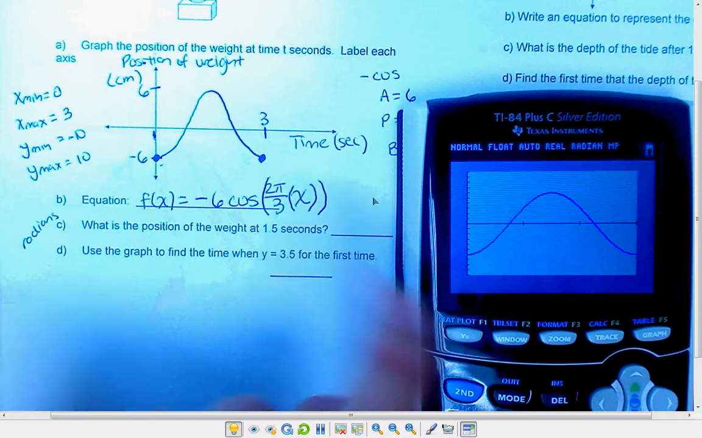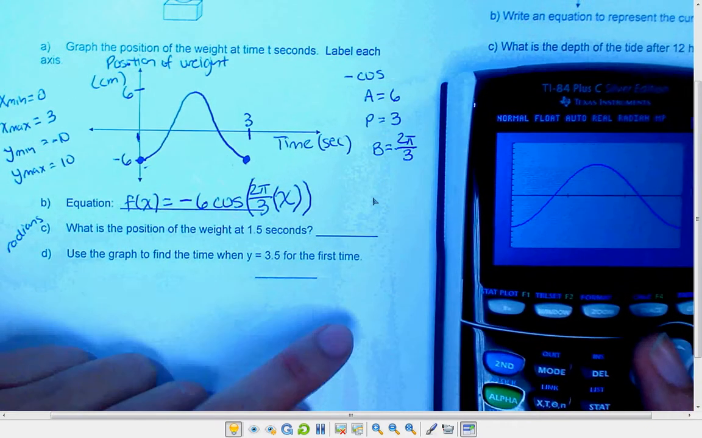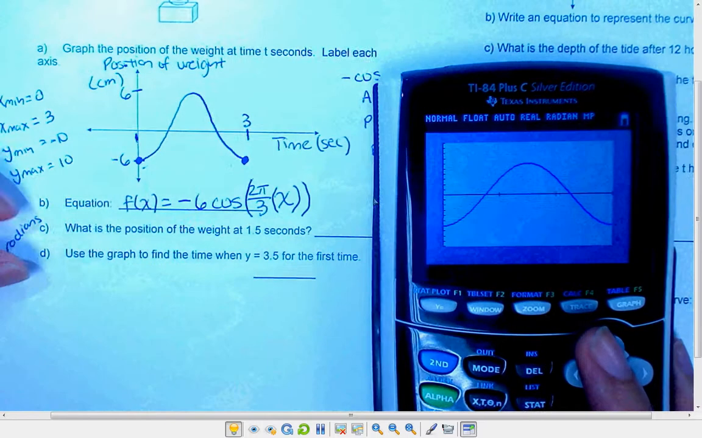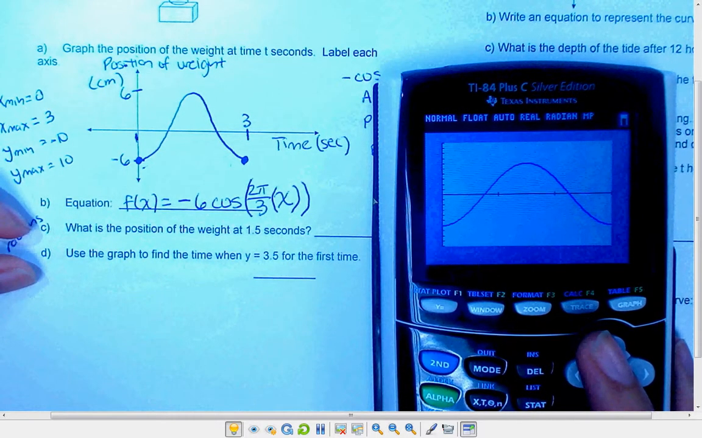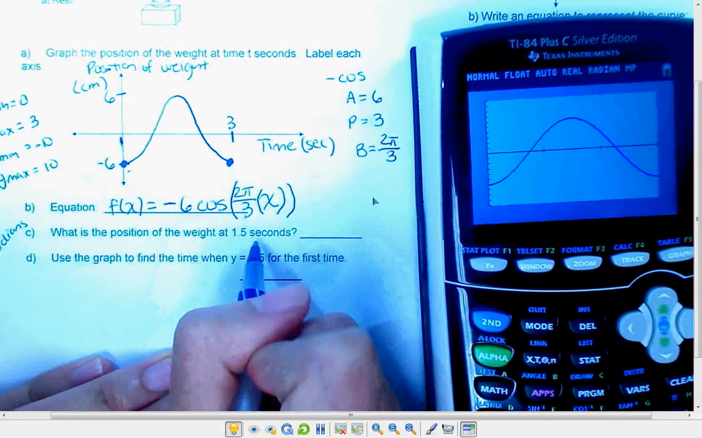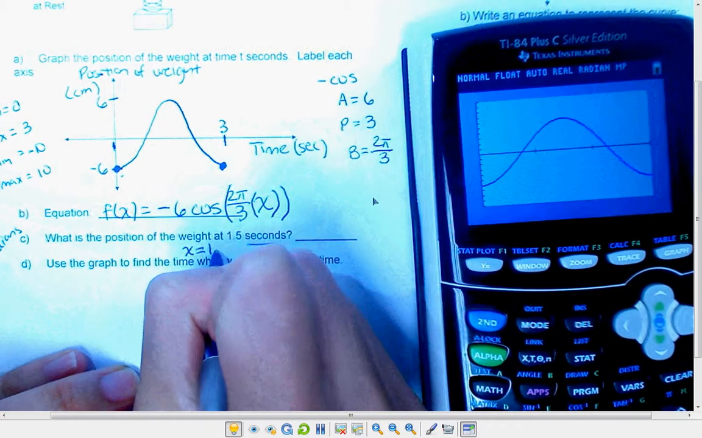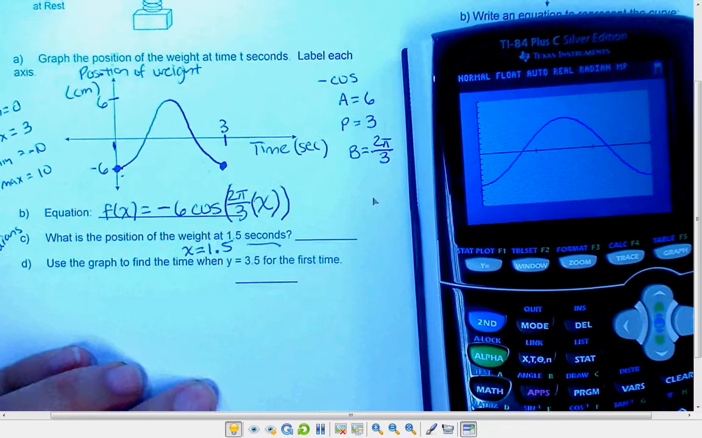And it starts at -6, goes up to 6, and back down to -6. So we're now going to use this graph on our calculator to answer 2 more problems. Part C is asking you, what is the position of the weight at 1.5 seconds? Seconds is clearly your x-axis. So we're trying to figure out when x is 1.5.